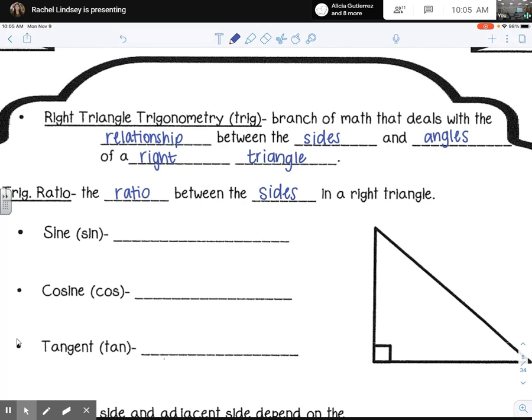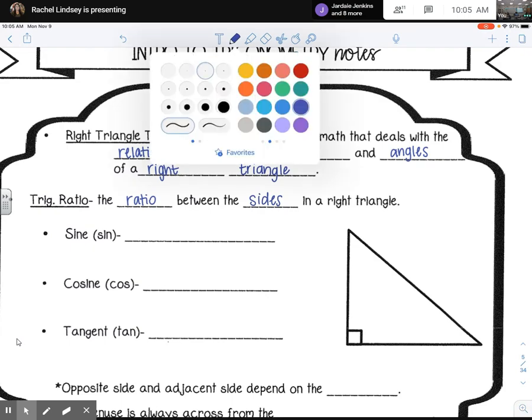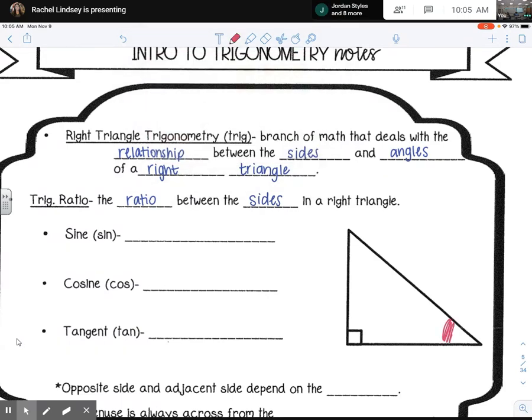Okay, in a right triangle, all right. So if you're looking at a right triangle like we have down here, there are 3 angles in a triangle, right? One's the 90, and the other 2 are acute angles. So there's 2 acute angles in there. So if I'm looking at this angle right here, there are 3 different ways I'm going to label the sides. So there's 3 sides, they're all going to be labeled something different.